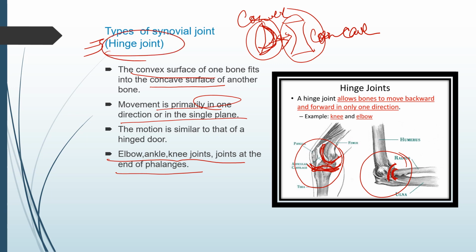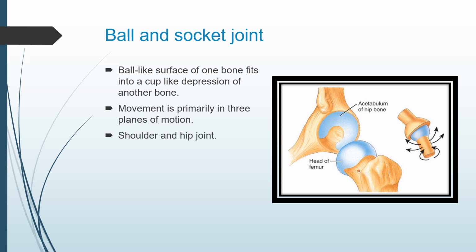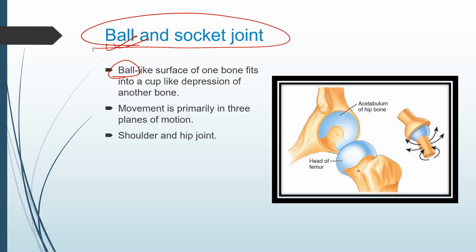So what is the second important one? This is the ball and socket joint. This is also a very important joint and we should know about it. So what is happening here? There is a ball-like structure, as the name suggests. A ball-like surface in one bone fits into a cup-like depression in another bone.